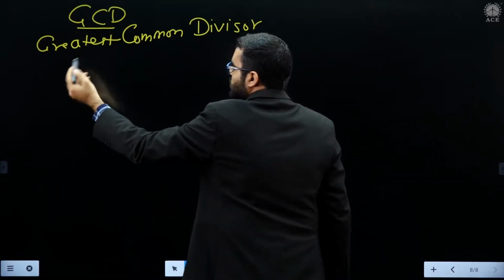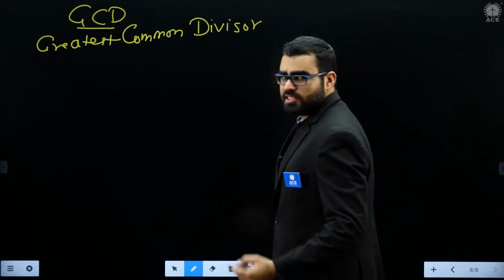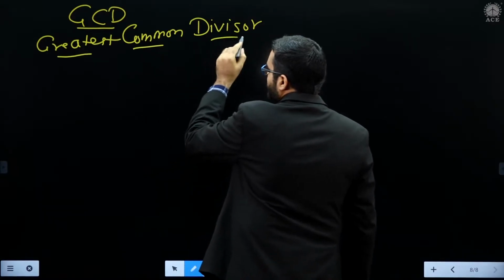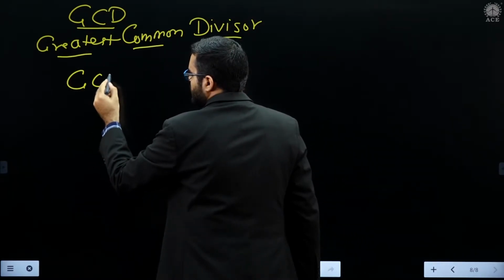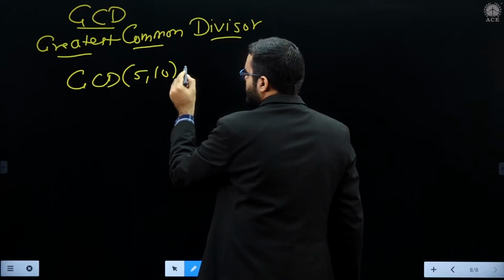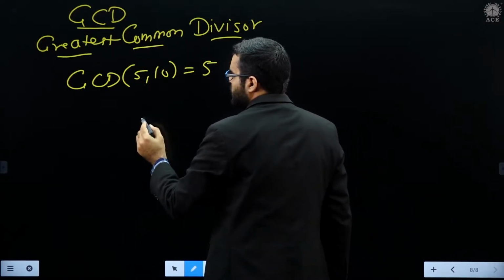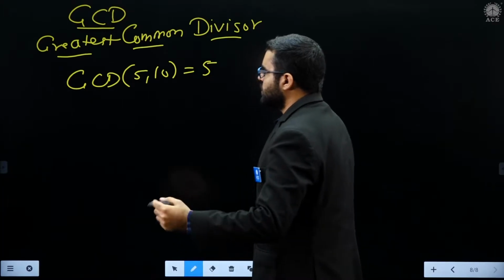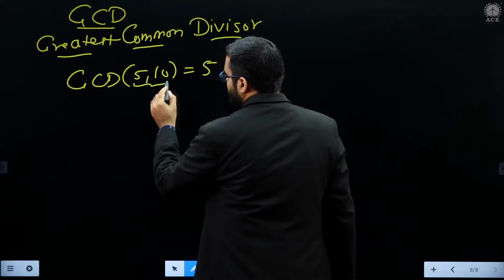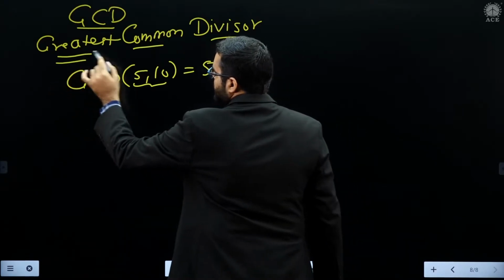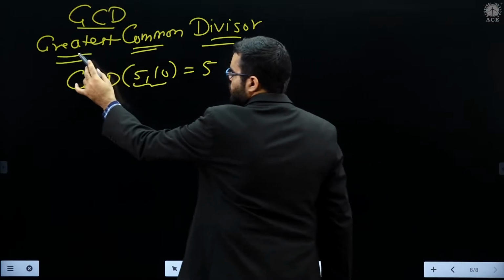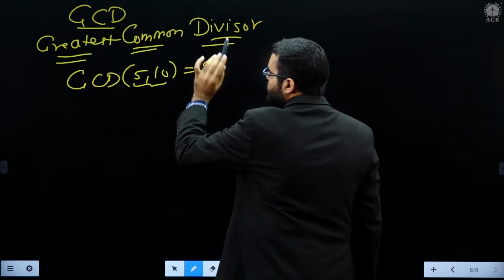So how do we calculate GCD of 2 numbers? Basically, when we calculate the greatest common divisor, for example, if I want to calculate the greatest common divisor of 5 and 10, then that will be 5. Greatest common divisor means the greatest value that will divide both of them. That is the reason it is called the greatest common divisor.